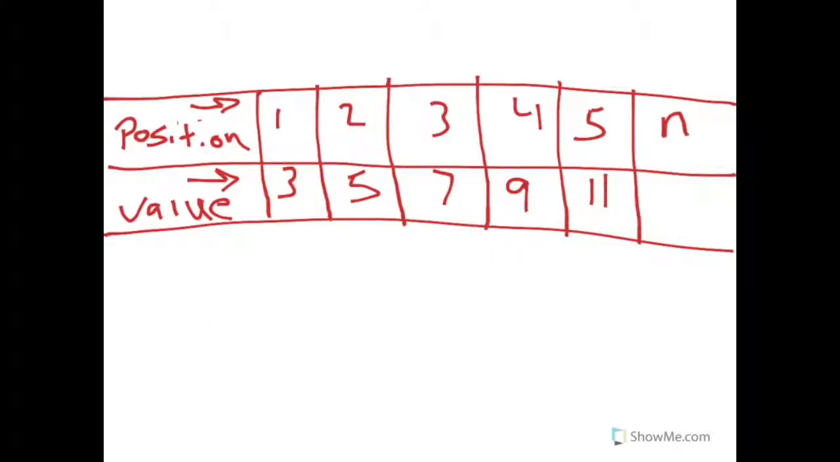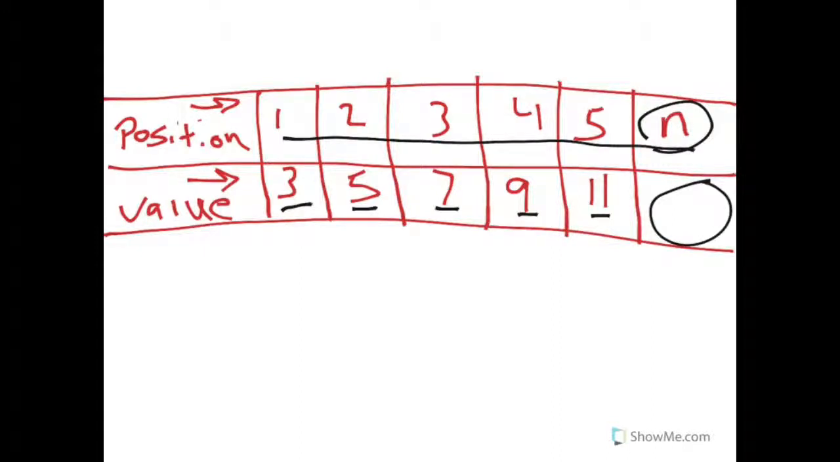Okay, we're going to talk about writing an expression for the sequence in the table. Okay, we've got our position up top. We have 1, 2, 3, 4, 5, and n. And down below we have the value. Okay, we have 3, 5, 7, 9, 11, and then we have a blank space where we need to write our expression. Okay, look for the relationship between the positions and the values of the terms in the sequence. Let's use guess and check.